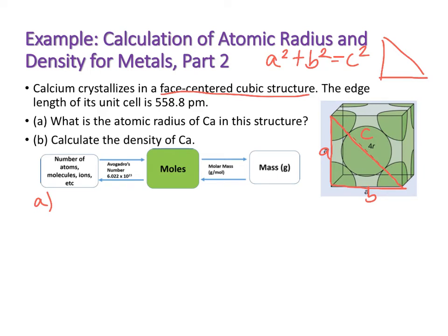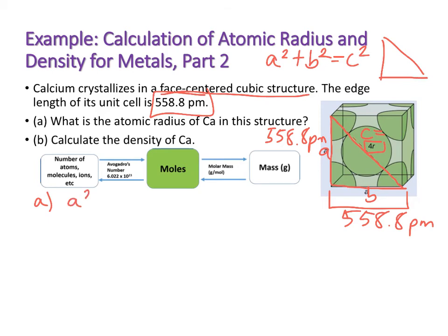That's all we're doing. So we know that our A and our B are both equal to 558.8 picometers because the problem tells us right here that the edge length is 558.8. So both of these are 558.8 picometers. So what we have to do is find that and then square root it. So keep in mind that our C is equal to 4r. So this is how we're going to set it up. We have our A squared plus B squared equals 4r squared.